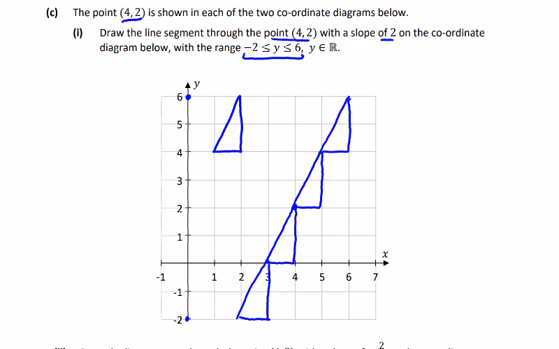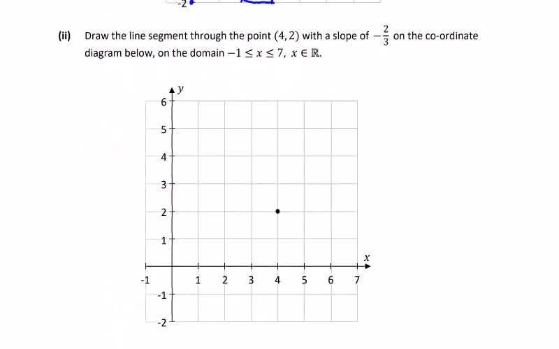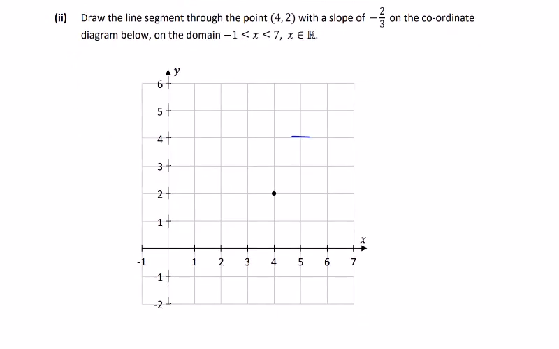So this is the first line, and then the second one, we're asked to draw a line segment through the same point between minus 1 and 7 on the x. They're trying to confuse you here. Minus 1 and 7, because it's going to be a negative slope. Slope of minus 2 over 3. So we just sketch that, minus 2 over 3.